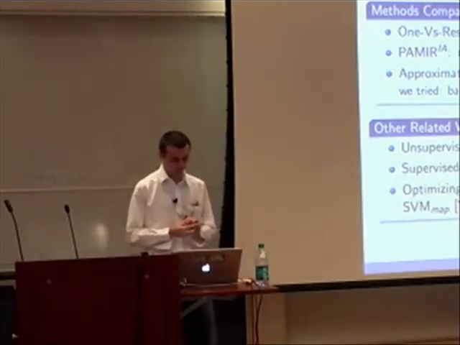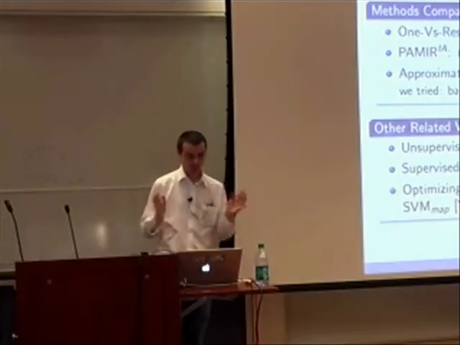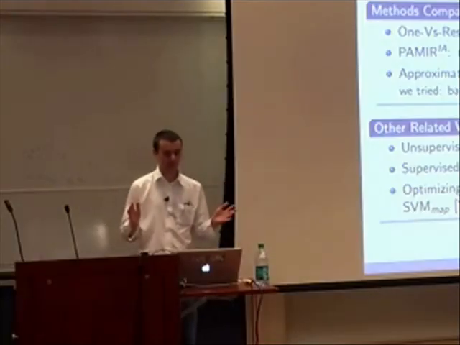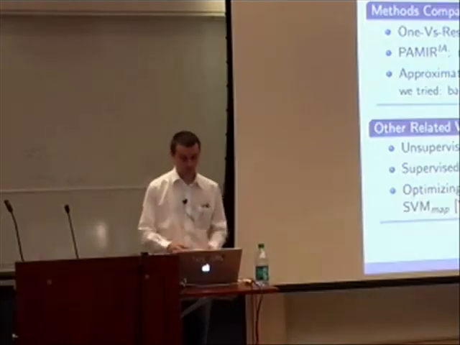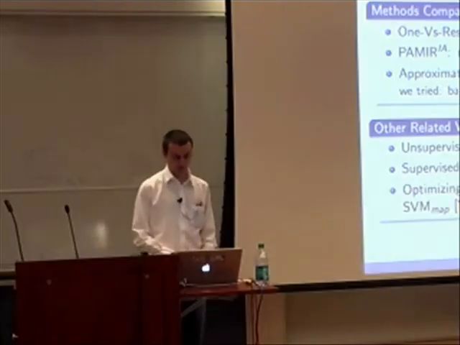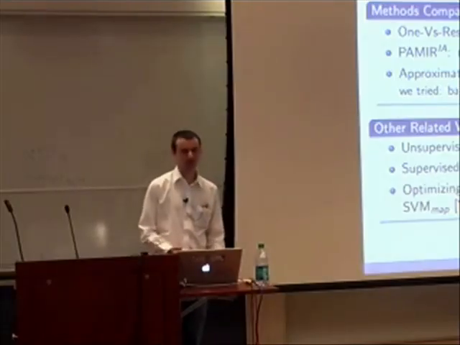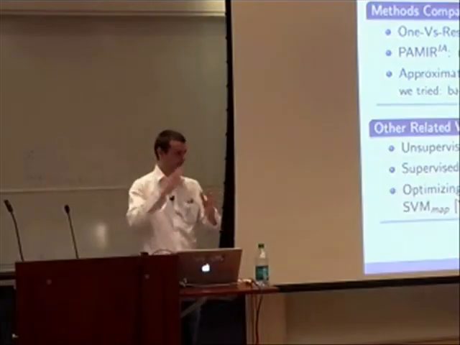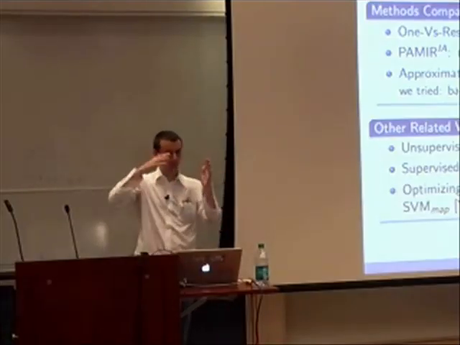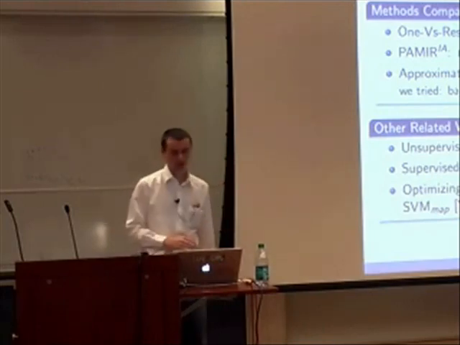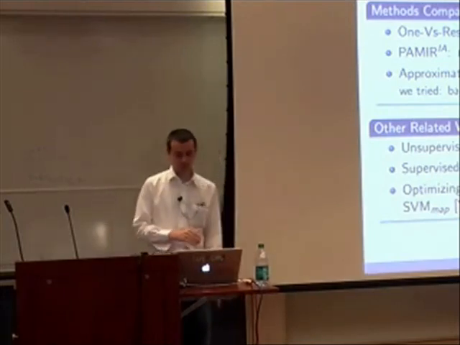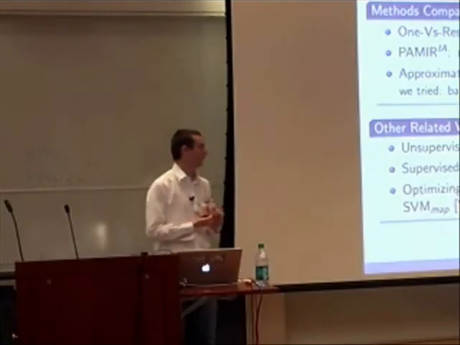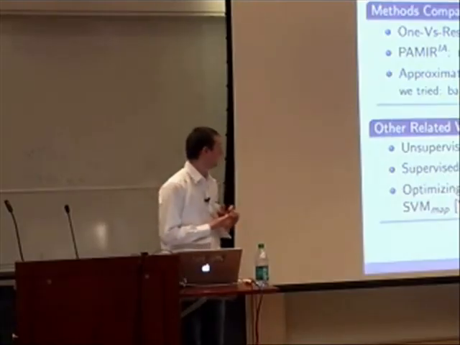So basically I already talked about one versus rest. That's the standard baseline. We also compared to something called PAMIR, which is basically a full rank model, like in the first part of the talk, where you have this matrix W and you train it with AUC. That was done by Grangier and Bengio. And we also compared to approximate Neuro-SNOVA.